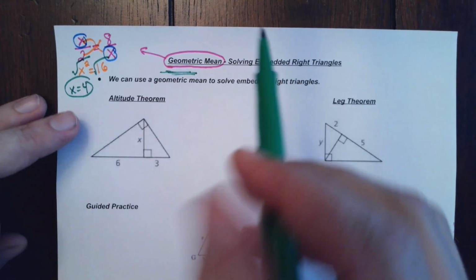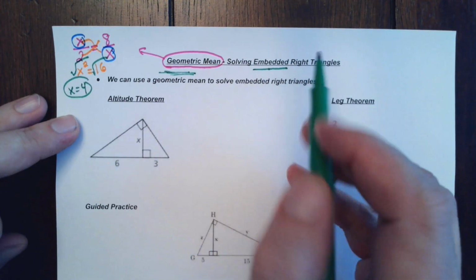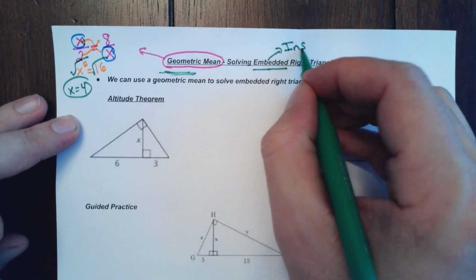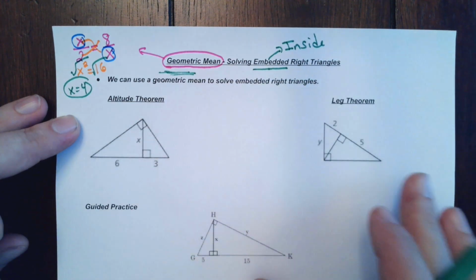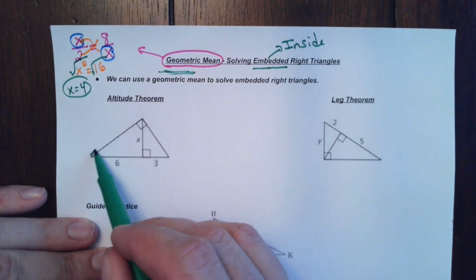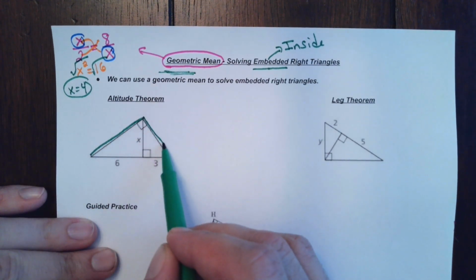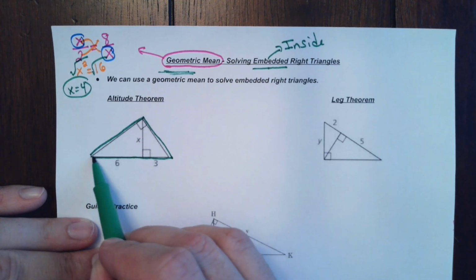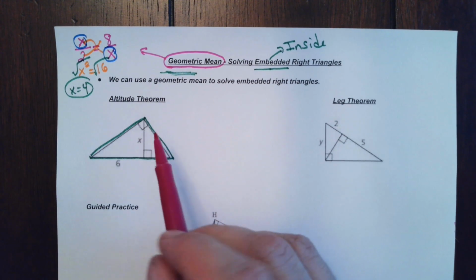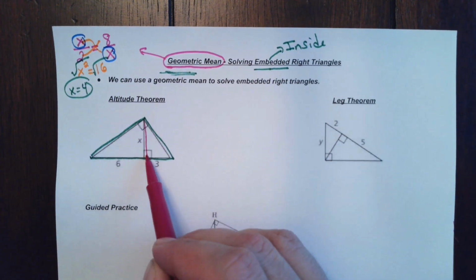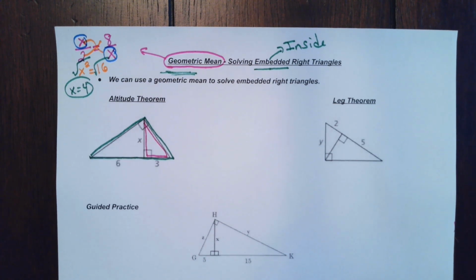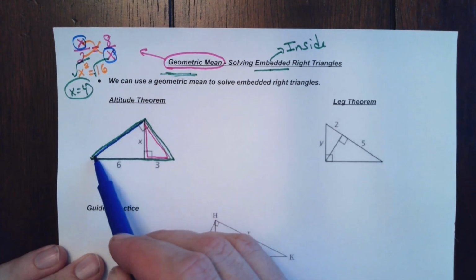All right, next thing here was embedded right triangles. Now when you think embedded, you need to think inside. So the easy thing to do would be to look at these two problems here. We have a big right triangle. So there's our big right triangle. And then inside of that triangle, we have a triangle over here on the right. I'm not tracing the best, I'm just making sure we can see it. And then we have a triangle over here on the left.